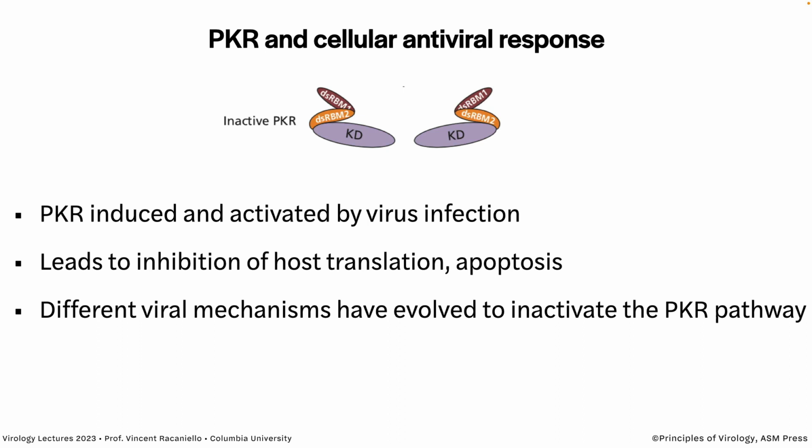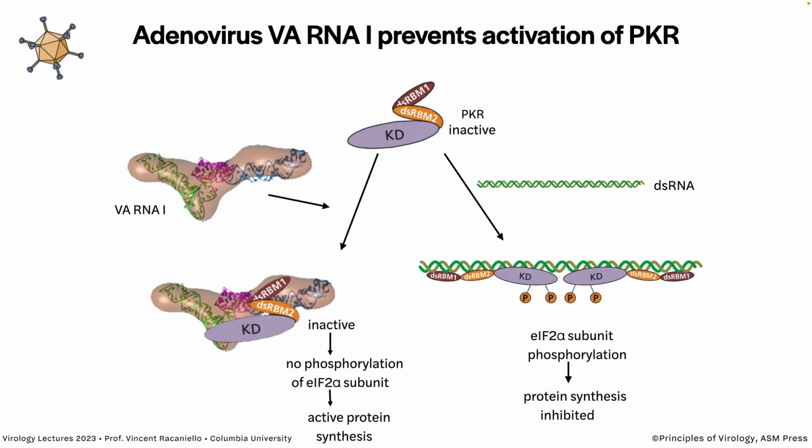Yes, it is. Every virus around has an antagonist of this. Otherwise, they don't exist. It's so powerful. Every virus that we know of has some kind of antagonist of this PKR pathway. So let me give you a sense of that. Here's one encoded in the adenovirus genome. It's called VA RNA1, and its structure is shown on the left in brown. What it does is it binds this RNA. It's a short RNA.